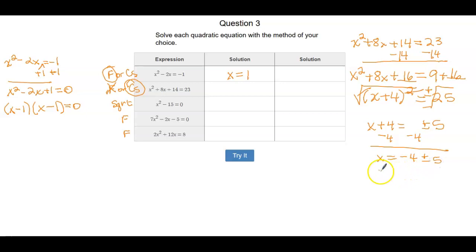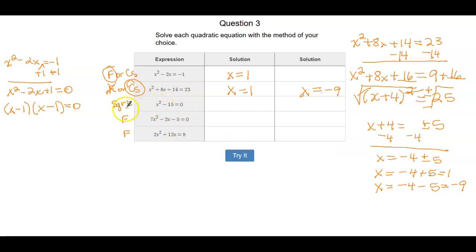One of those answers we're going to get by doing negative 4 plus 5, which is equal to 1. And the other answer we're going to get by doing negative 4 minus 5. So that's what this means. We have two different answers, negative 4 plus 5 and negative 4 minus 5. And so we have two different answers, which are x equals 1 and x equals negative 9.